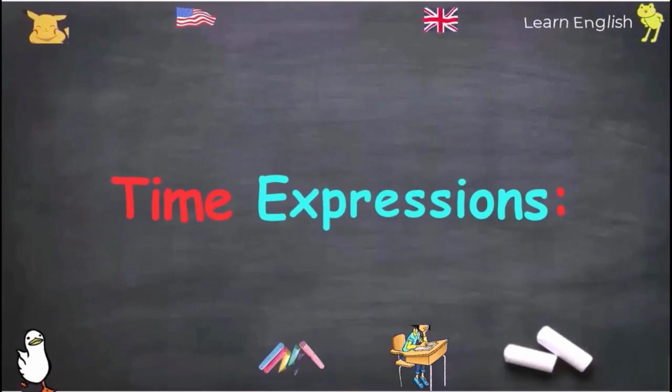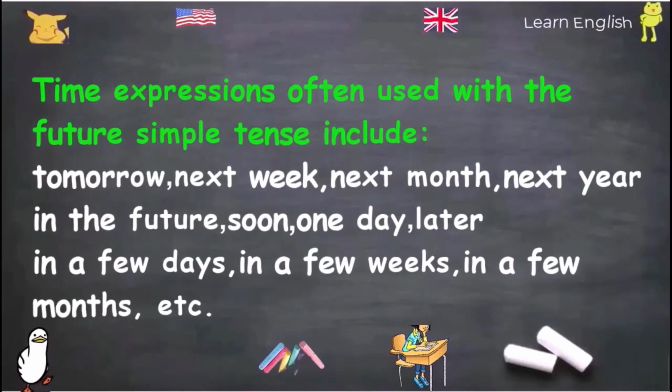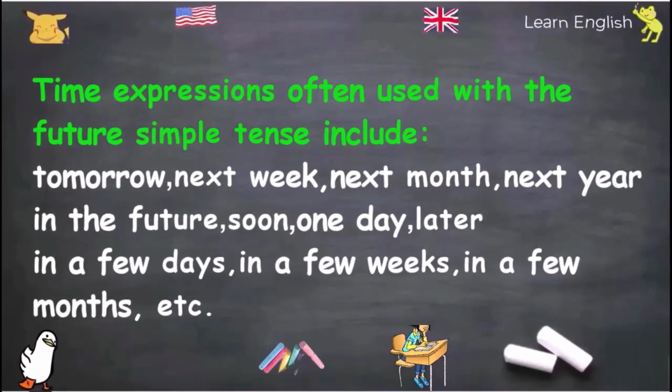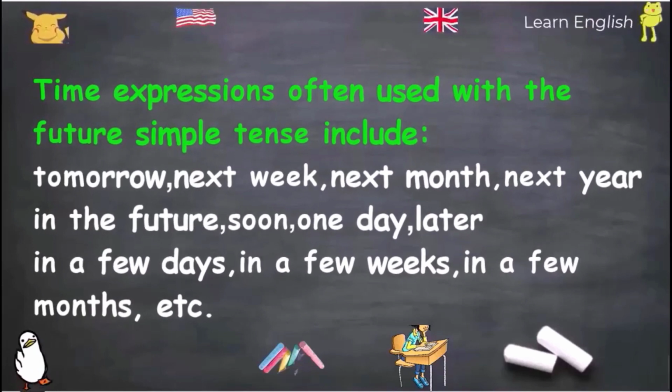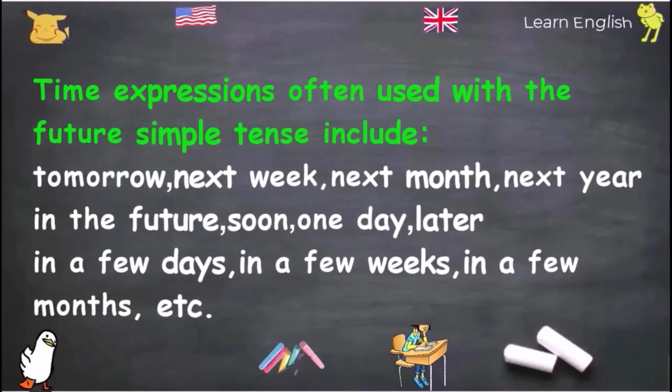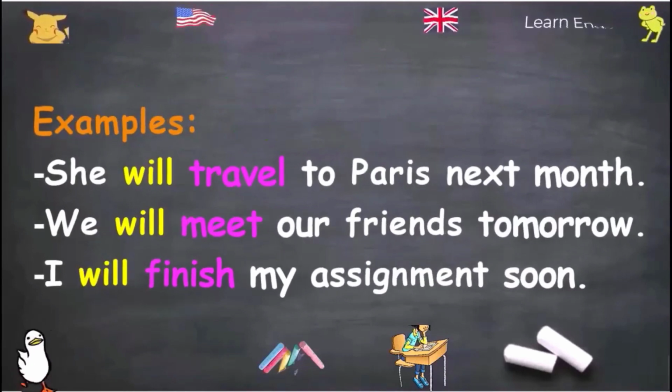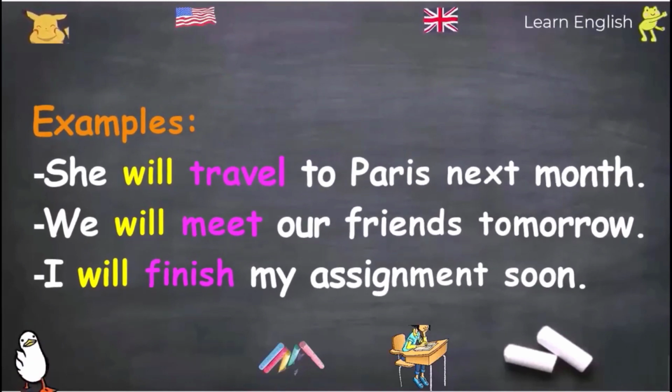Time expressions. Time expressions often used with the future simple tense include tomorrow, next week, next month, next year, in the future, soon, one day, later, in a few days, in a few weeks, in a few months, etc. Examples. She will travel to Paris next month. We will meet our friends tomorrow. I will finish my assignment soon.